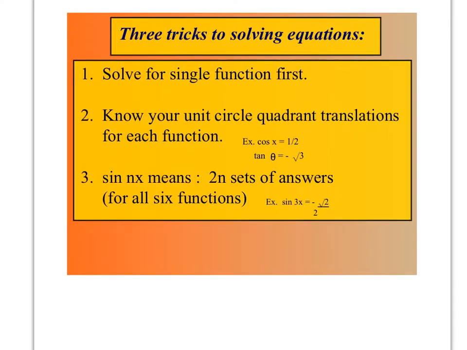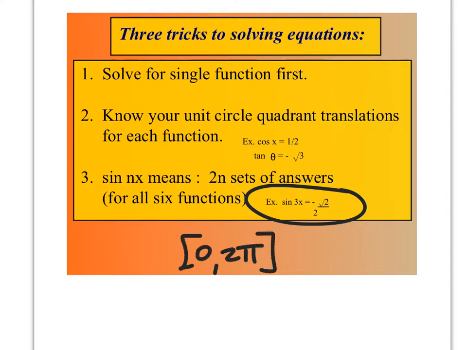A couple tricks. This is kind of a side note, but a couple tricks for solving trig equations is solve for a single function first, know your unit circle, and then just understand that if I have, for example, sine of 3x equals negative root 2 over 2, typically there's two solutions for that within 0 to 2 pi. But whatever this number is, in this case 3, typically we get two solutions, but since we have a 3 on the inside, that graph will be oscillating 3 times as fast, so we would end up getting 6 solutions. We'll get to some problems later where we can look at that as well.